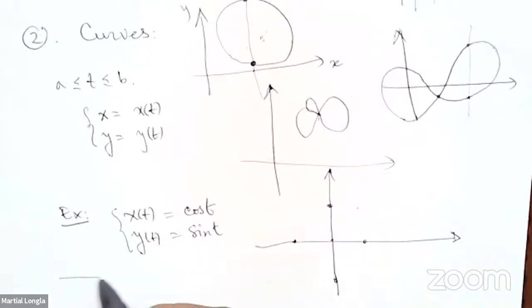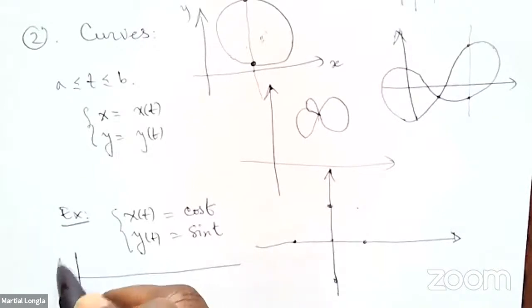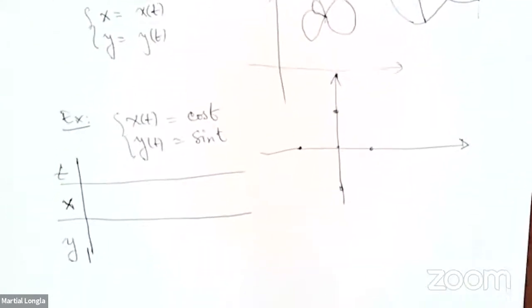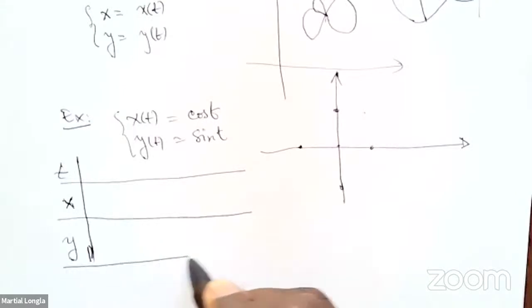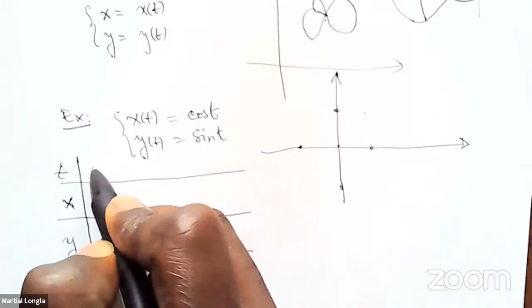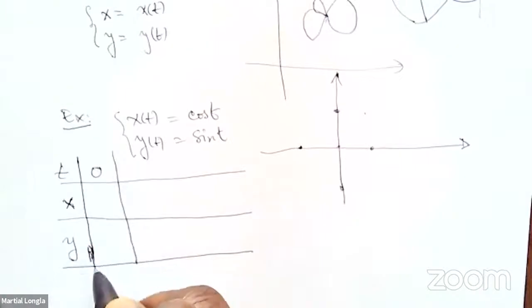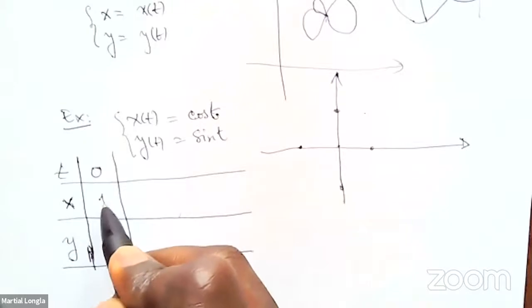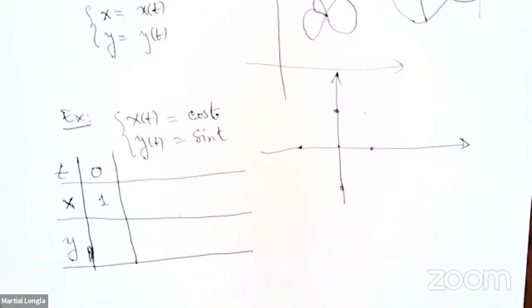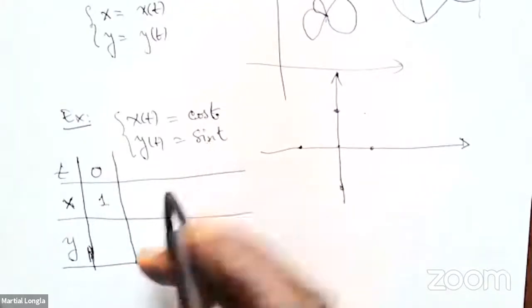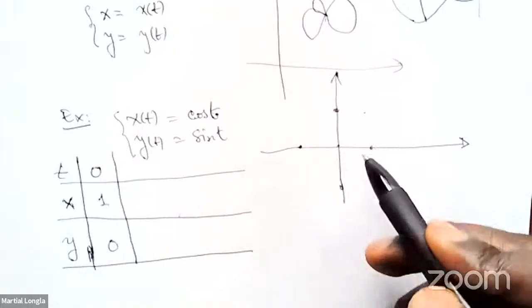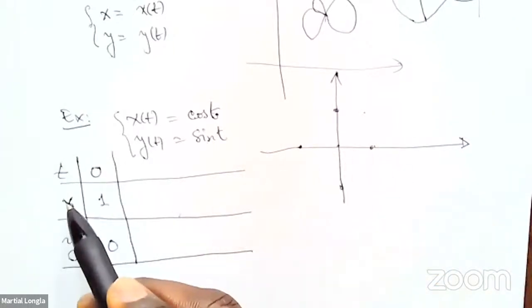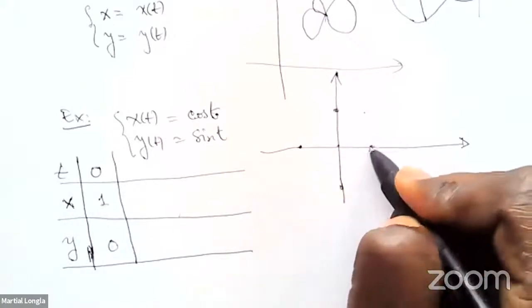For example, here, if I say t, x, and y, I give this table to find the values. Then when t is 0, I plug in t here, 0. That's cosine of 0. I get that x is 1. I plug it in, I get sine of 0, I get 0. So I put on that graph the point of coordinates x equals 1, y equals 0. That's here.